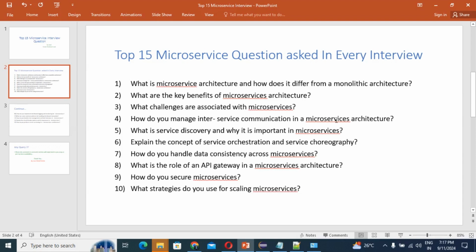Next question: how do you handle data consistency across microservices? This is a very important question, mostly asked in interviews. Data consistency across microservices can be handled using the following points.